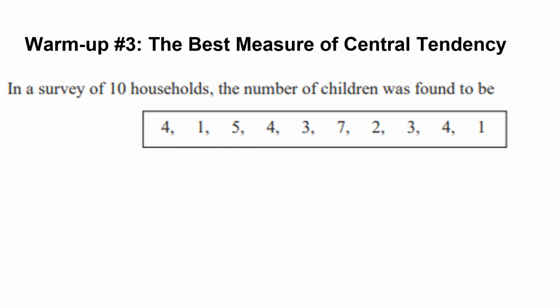Next warm-up. In a survey of 10 households, the number of children was found to be 4, 1, 5, 4, 3, 7, 2, 3, 4, and 1. So which measure of central tendency would we use? We've got our mean at 3.4, the median at 3.5, and the mode at 4, because we can see the number 4 showed up 3 times, the number 3 only showed up twice, and the others, 1 showed up twice, 5, 7, and 2 only showed up once each.